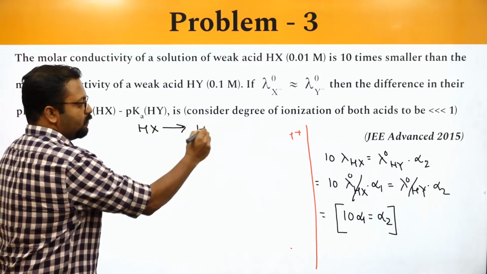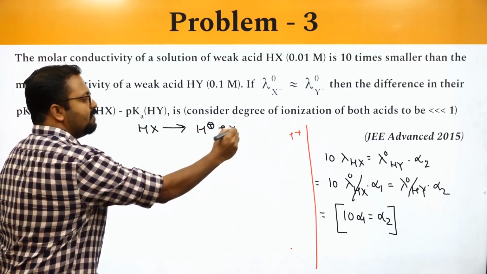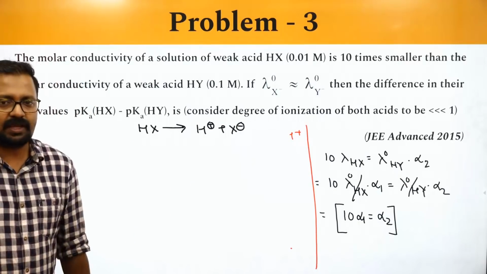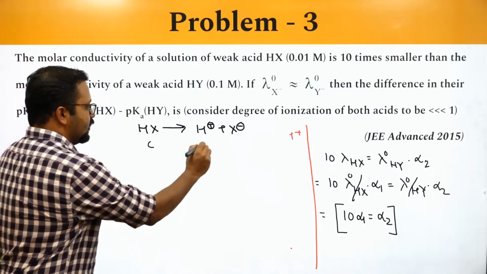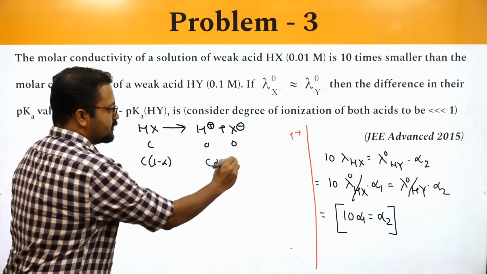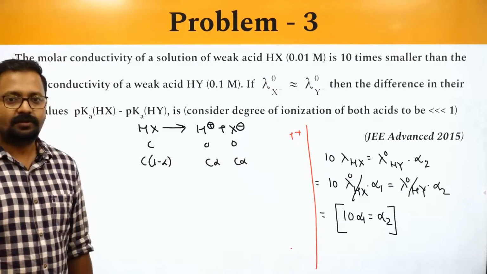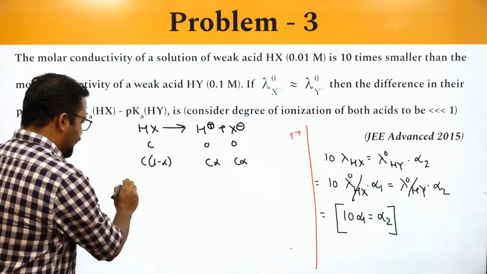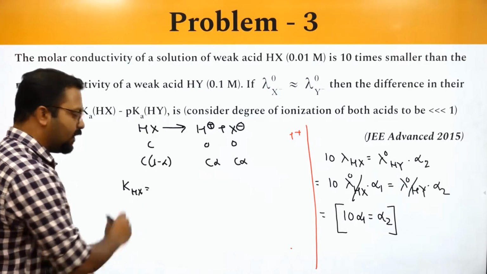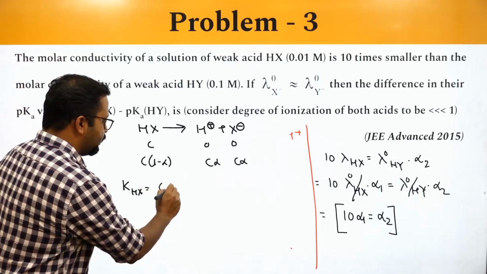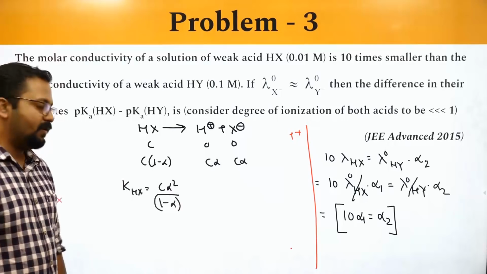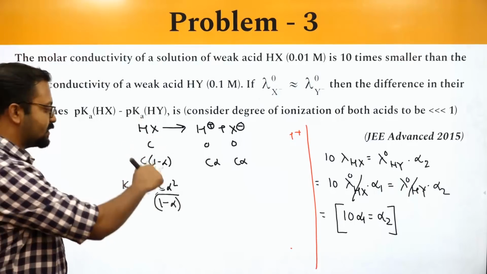Hx will dissociate to form H plus and X minus. Any weak acid will dissociate like this. So if it is given of a certain concentration C, I will write it as C, 0 and 0, then C(1 minus alpha), C alpha and C alpha. आराम से लिख दे सकते हैं. Okay. Now K for Hx would be written as C alpha square by 1 minus alpha, but alpha is very small as compared to 1.